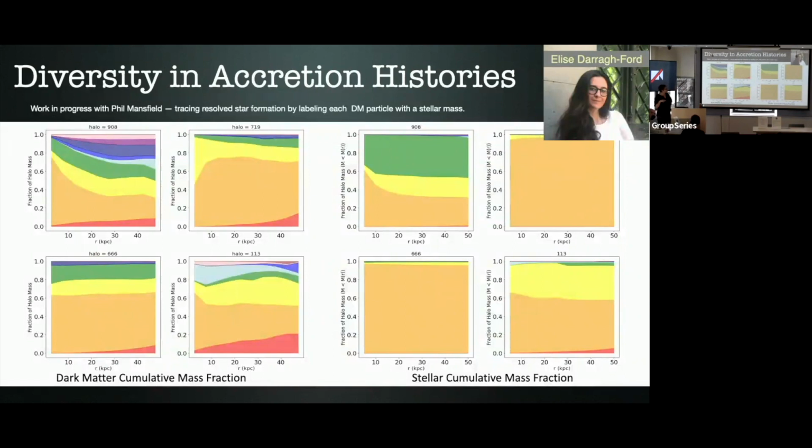So this is an example of 4 halo histories. So 4 resolved systems, and looking at what fraction of the halo mass on these 4 plots and the stellar mass on these 4 plots came in different merging events. The basic thing I want you to take away here is that, even when you have a Gaia Enceladus and an LMC coming in, lots of things can happen.